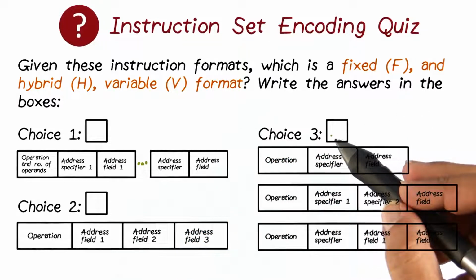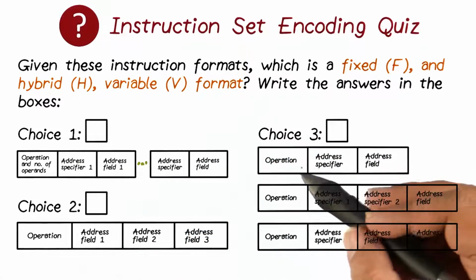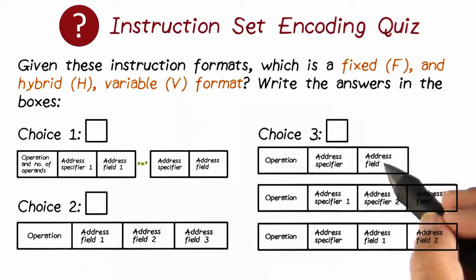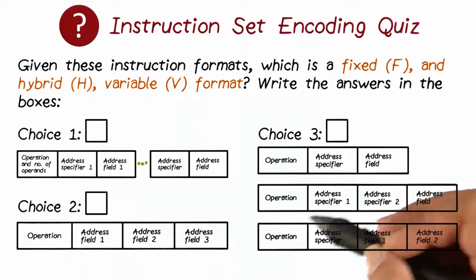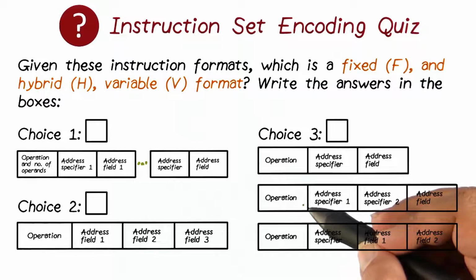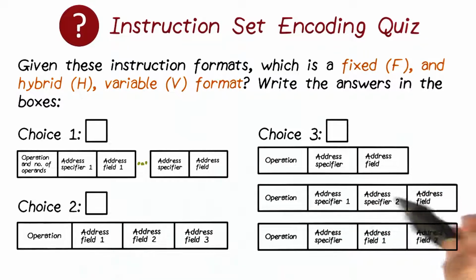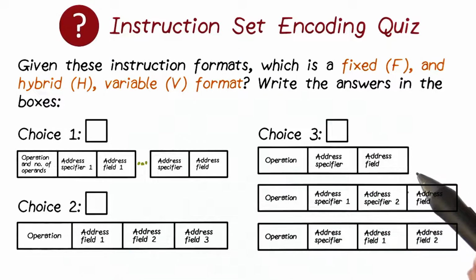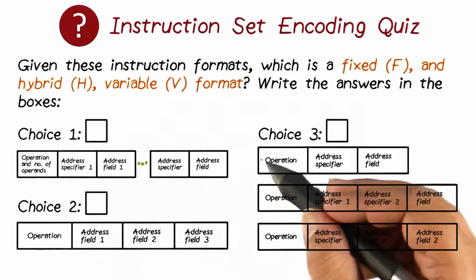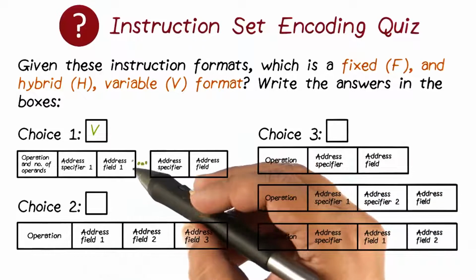And finally, we have the last choice here. This instruction could have a field of 3, or there could be an alternative which has a field of 4, which could have address specifiers and so on here. Go ahead with this explanation and mark what you think is V or F or H. Mark your answers now. Well, let's take a look at the first one.